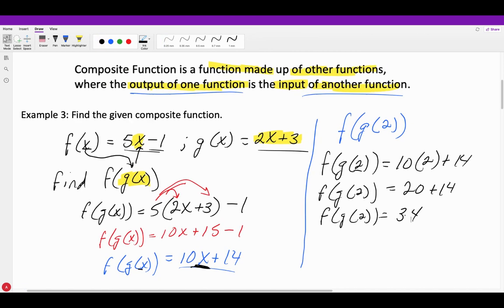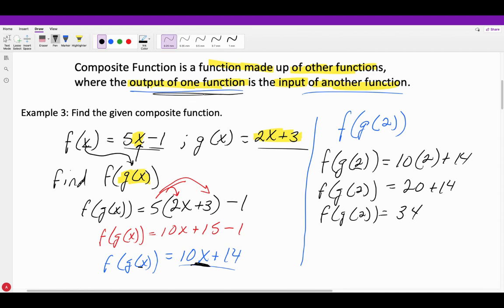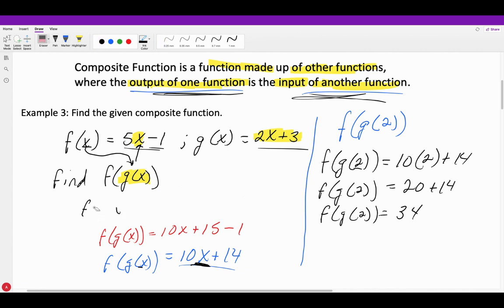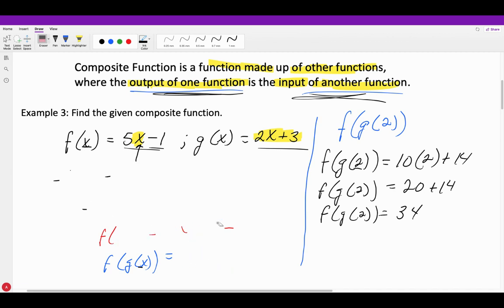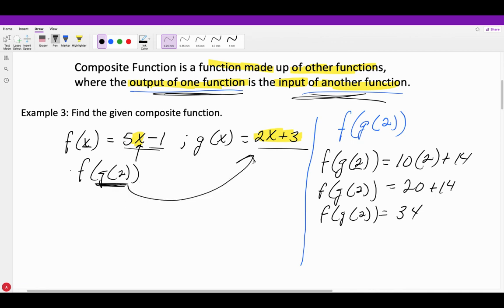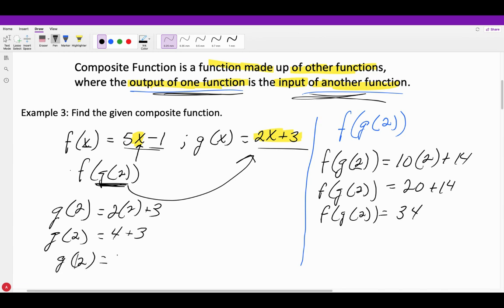Now, what they mean by the output of one function is the input of the other is what we could do is, I'm going to erase this over here, so this way we have room. All right, so instead of doing this composite function like this, if I'm asked to find f of g of 2, what I could do first is start with this inside function, which is g of x, and I'm going to substitute 2 in for that x. So now I'm finding g of 2 is equal to 2 times 2 plus 3. So g of 2 is equal to 4 plus 3, or g of 2 is equal to 7.